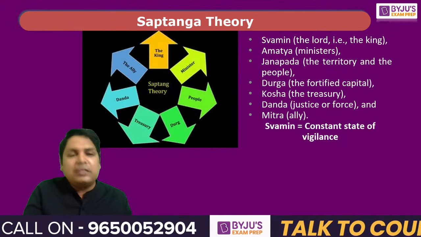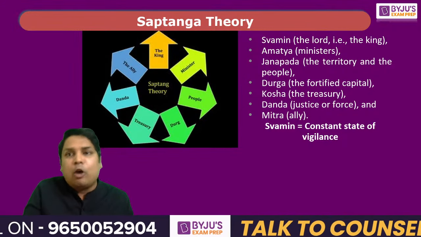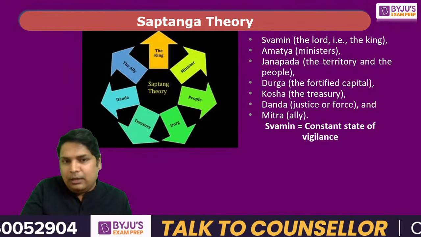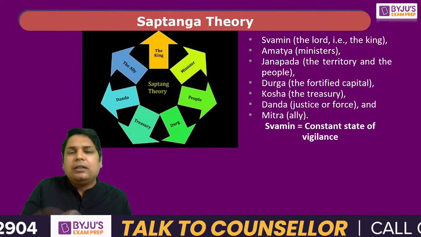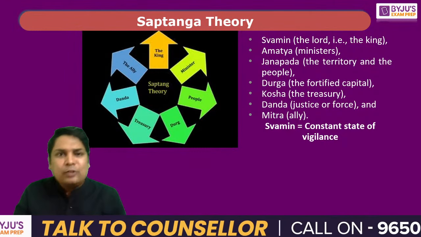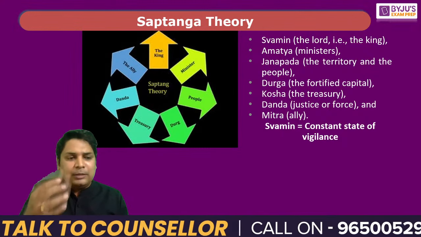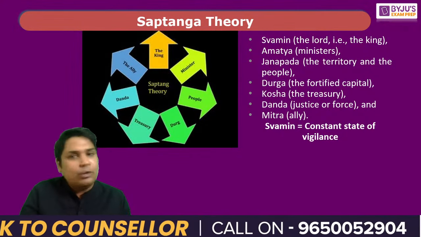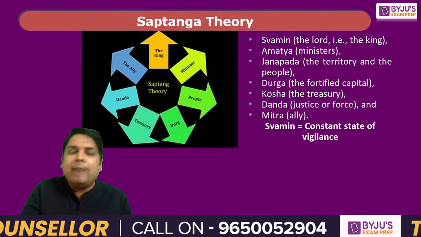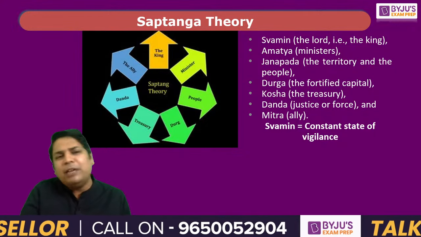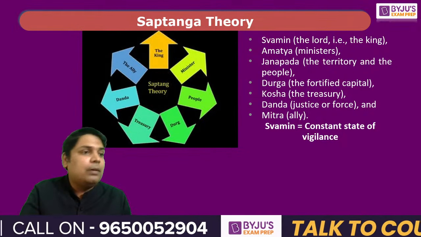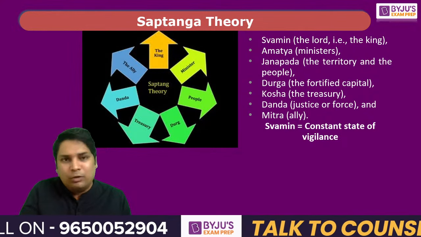The first limb is the Swamin, or the Lord or the King, right? The second most important is Amatya, that is the minister, okay? Third one, Janapada. Jana means people, Pada means where they set their feet. So Janapada simply means the places where people have settled. Okay, the fourth one is Durga, which is the fortified capital. In this particular scenario, it is Pataliputra. Kosha is the treasury, meaning the king's treasury, okay.